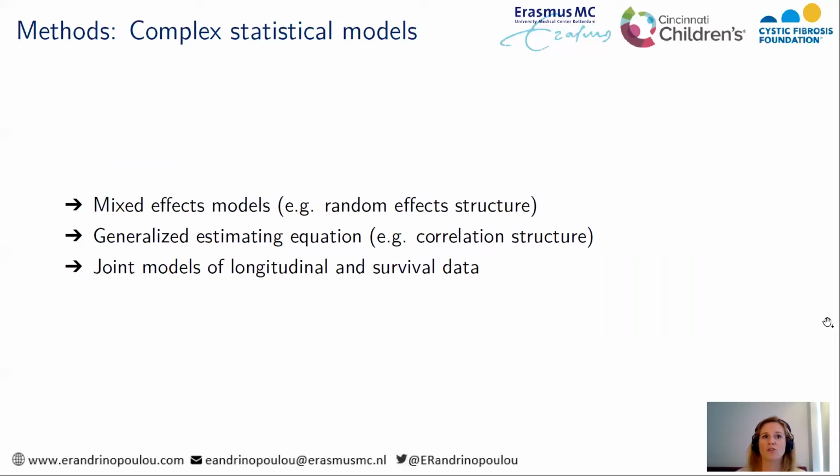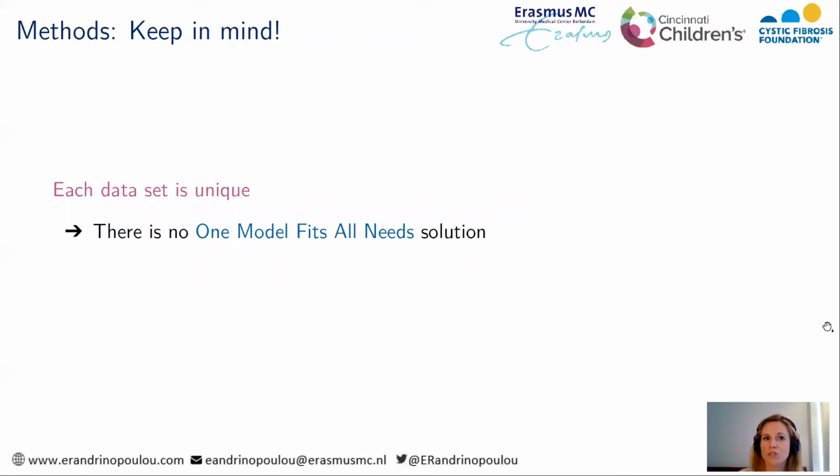And in order to take into account these features, we can assume the following approaches. So we can use a mixed effects model, a generalized estimating equation, or a joint model of longitudinal and survival data. And these are the models that we will discuss in this presentation, and the models that have been previously used in the cystic fibrosis literature. So before we start, you need to keep in mind that each data set is unique, and there is no one model that fits all solution, unfortunately.